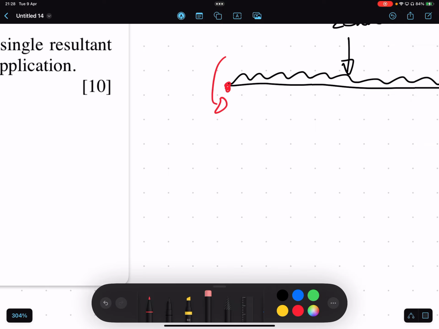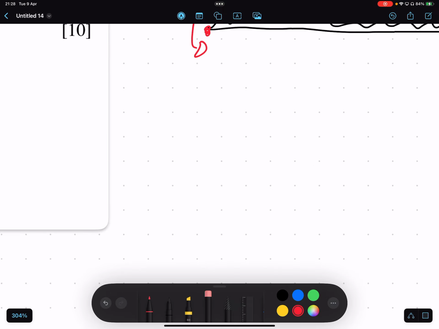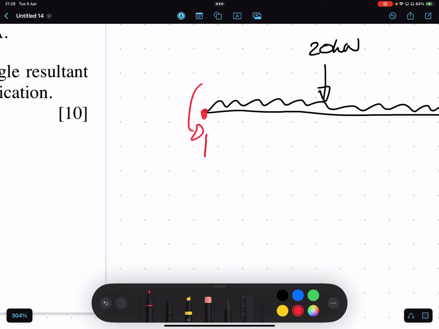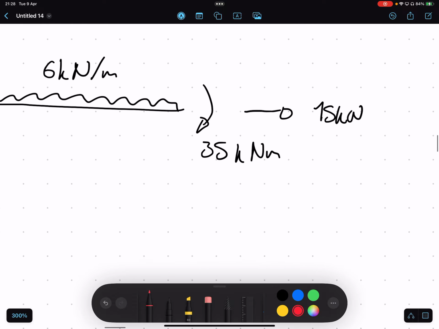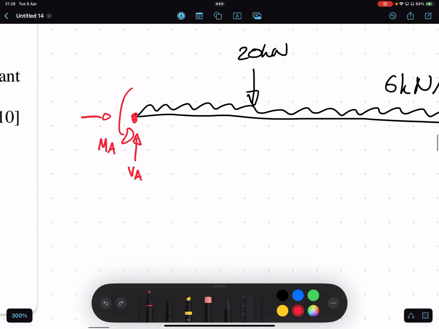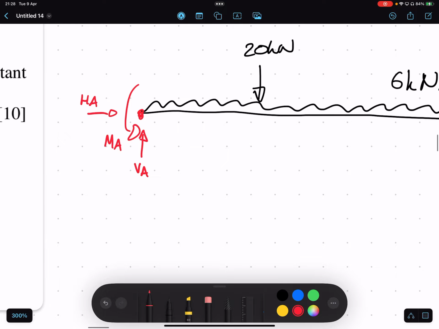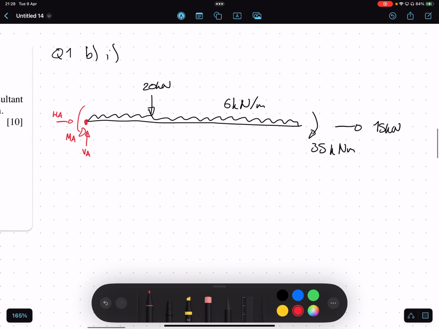So let's take advantage of that and move MA out of the way a bit more. So we have VA, or our vertical force. We have MA here, and we also have some horizontal reaction as well, given that this is a beam, and also that we have this force acting here. So let's come back and label that HA. And there we go. That is our free body diagram for this beam.